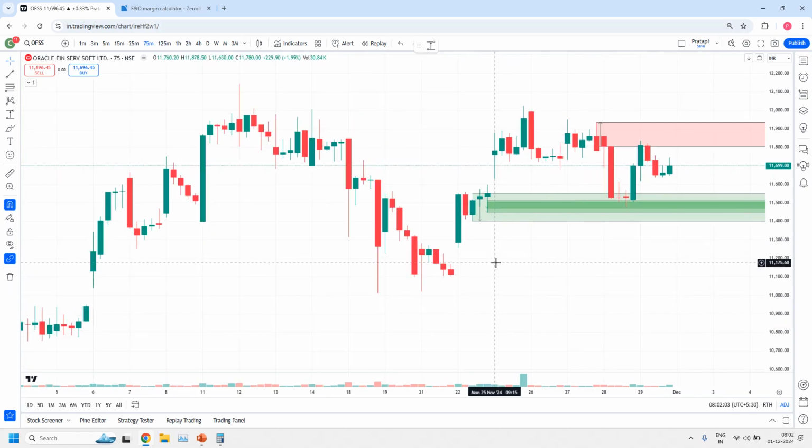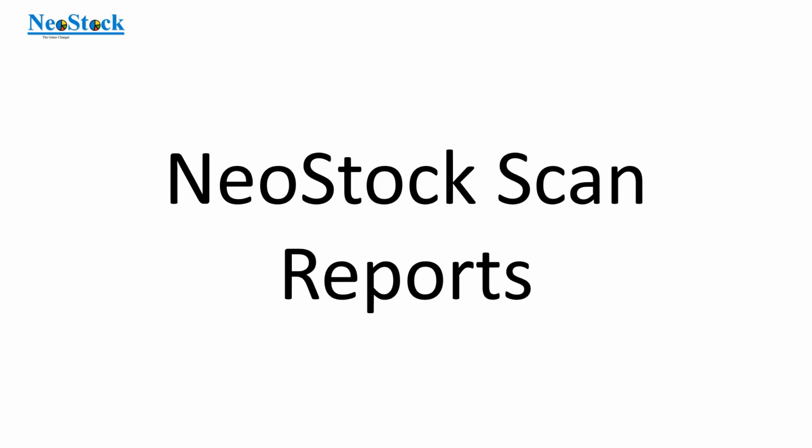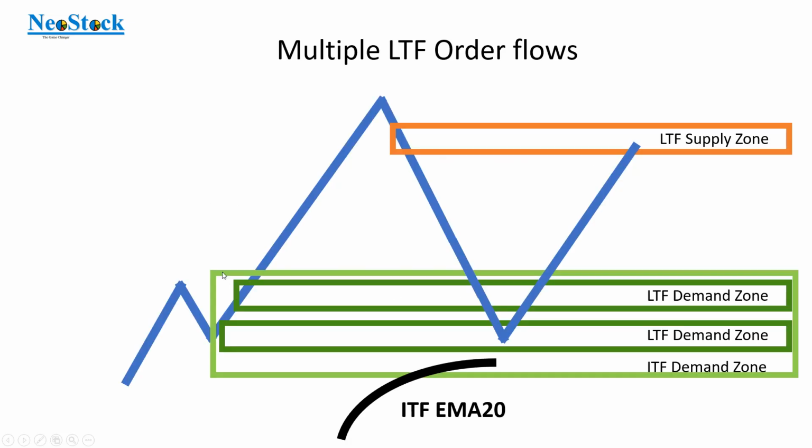Okay, so what do you have to do? You need to verify every time whether the report the software has given is properly there or not. Why do you need to verify? Two reasons. First reason is confirmation, manual confirmation. Second reason is you already learned one important concept: the ITF or HTF zone might be having multiple fine-tuned order flows. The software always displays the zone nearest to the current prices.